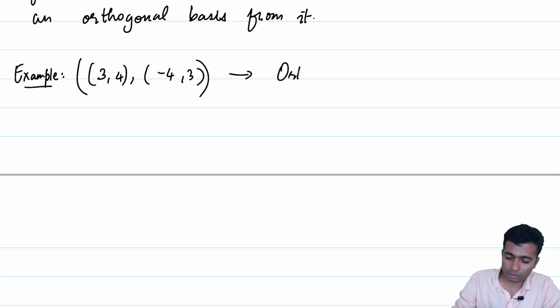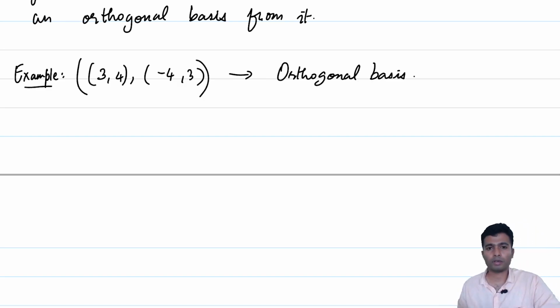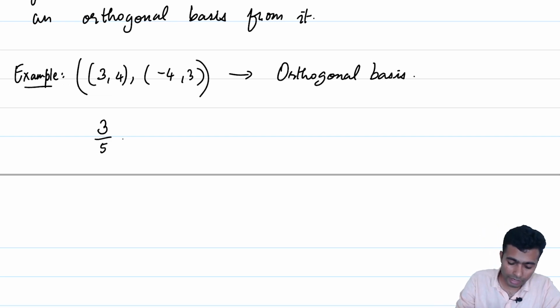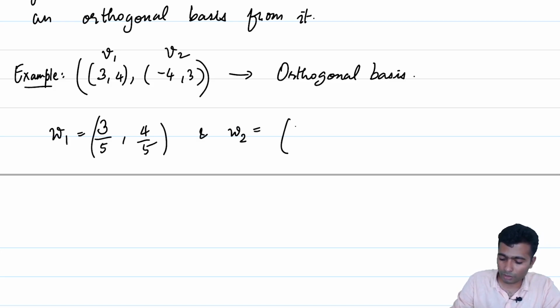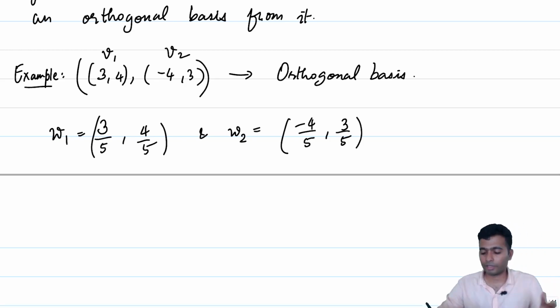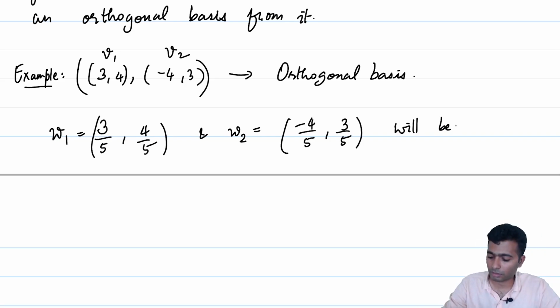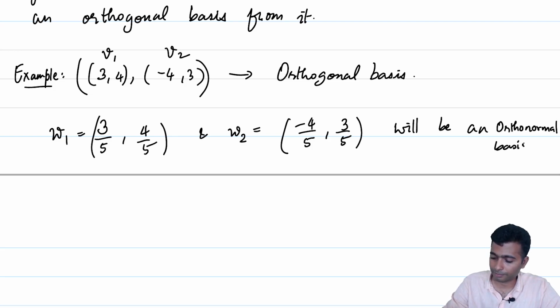We may convert this to unit vectors, and we will get (3/5, 4/5). So if this is V1 and V2, W1 equal to this and W2 equal to (-4/5, 3/5) will give you an orthonormal basis.